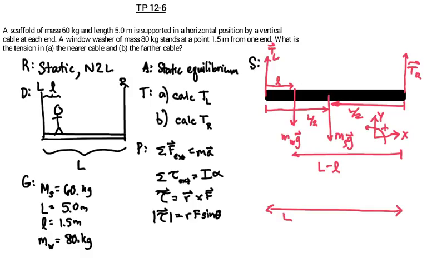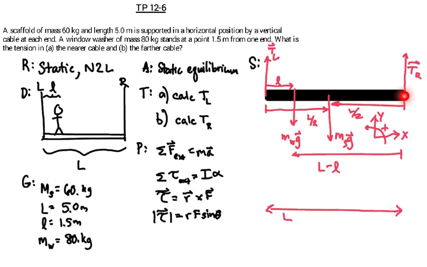Now, because Part A asks us to calculate the tension in the left cable, I'm going to put my axis of rotation on the right side. If I put it on the left side, then the tension in the left cable does not produce any torque. So I can't sum the external torque if the thing I'm looking for isn't in the Newton's second law analysis.